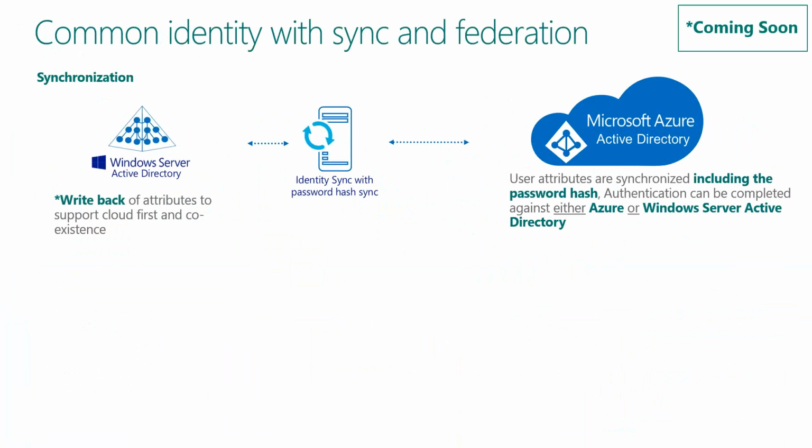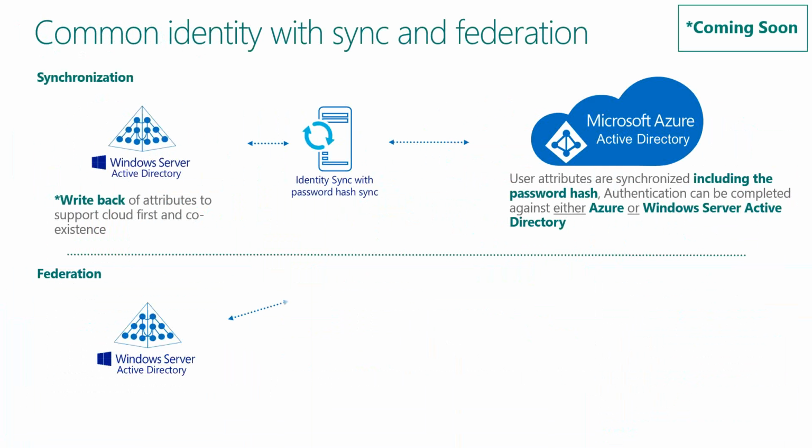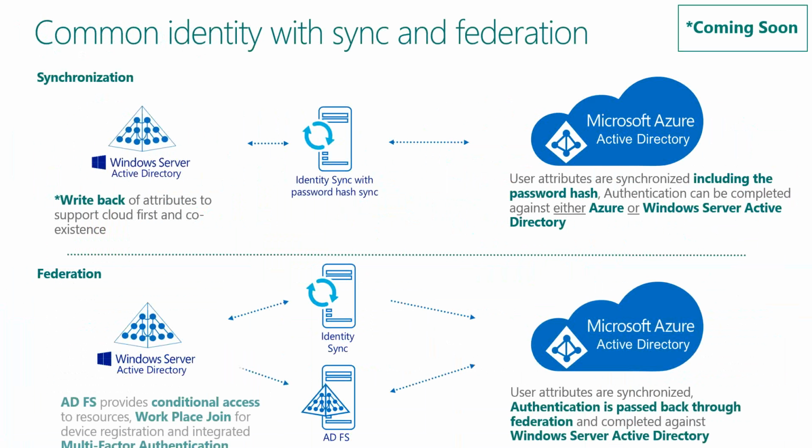Doing an identity sync with password hash sync to the cloud. So this is taking the hash of your password, hashing it again, delivering that to Azure in the cloud, where that hash is used to validate your password directly in Azure. This benefits you by not having to run as much infrastructure on your environment, and allows all of those authentications to occur either on-prem or in the cloud.